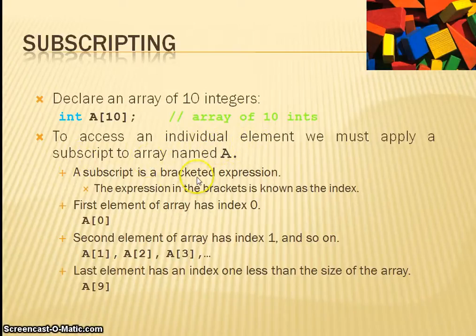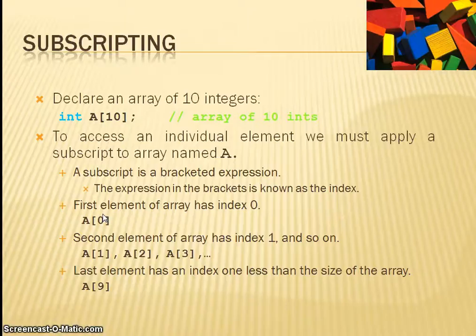The subscript is a bracketed expression. The expression in the brackets is known as an index. Each array element has an index value, and from that index value we access an individual element from the array. For example, the first element of an array has an index value 0. So we get the first element of an array by using the subscript a[0].